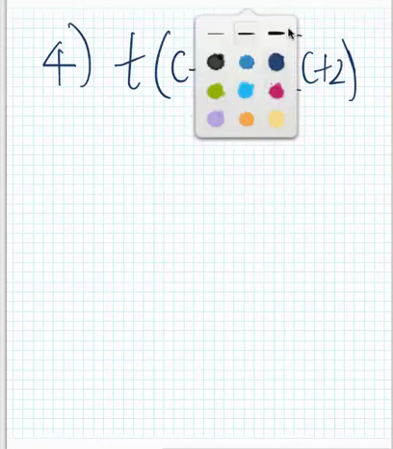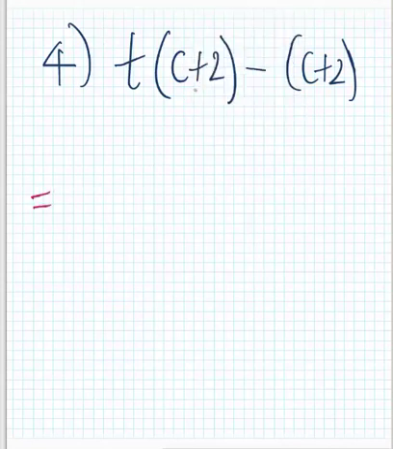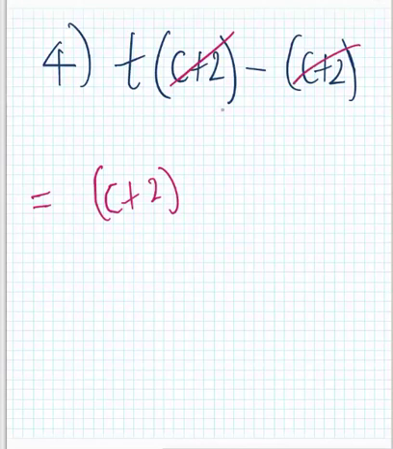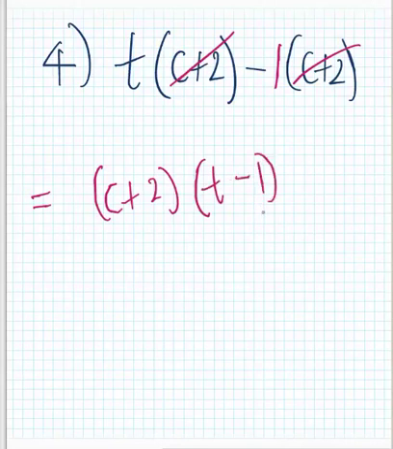So once again, what do you see as a factor on both sides? I can see c plus 2. So I take that out in my brackets, c plus 2. So it's gone from there, gone from there. Now what is left over? Remember, there's an invisible 1 here. So I've got t minus 1 in my next bracket. And that's it. And I want you to expand this now, just to practice expanding.